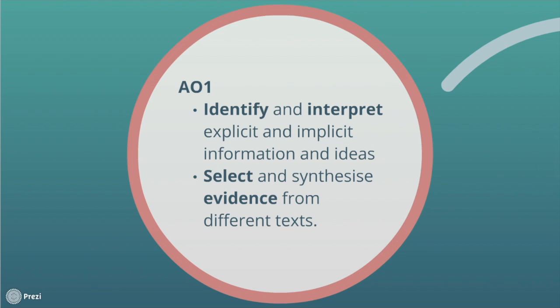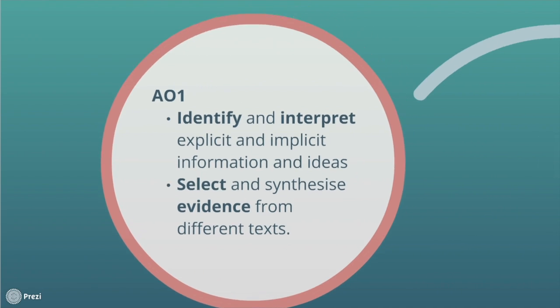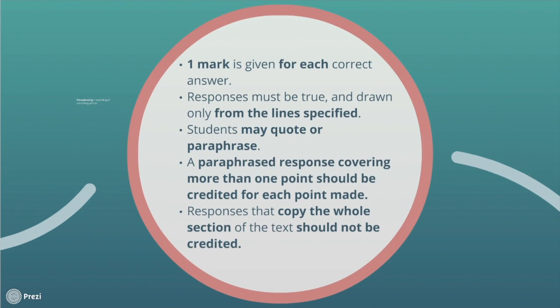And the assessment objective that it's testing is for you to identify the information within the text and interpret that information and be able to select relevant information that answers the question that you've been given. So like I say, it is the easiest question on the paper, but it is easy to also trip up. So make sure that you follow these rules.